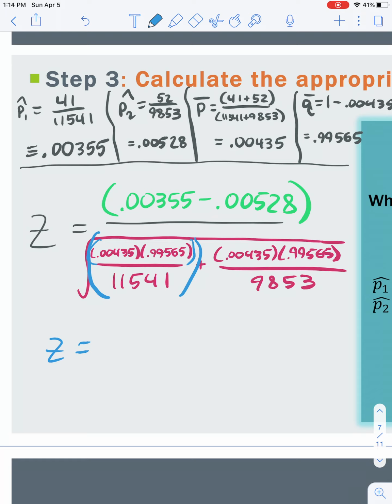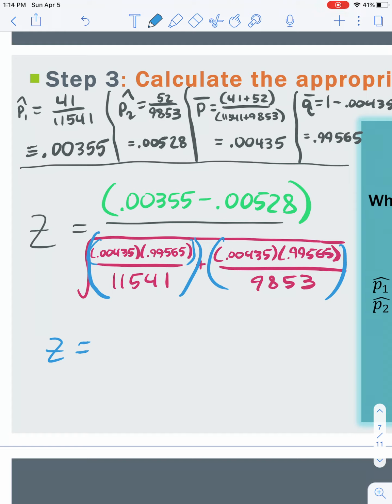Then I'm going to put plus. Then I'm going to do the same thing over here and put big parentheses around this fraction. So big parentheses, and then 0.00435 times 0.99565, and then divided by 9,853.